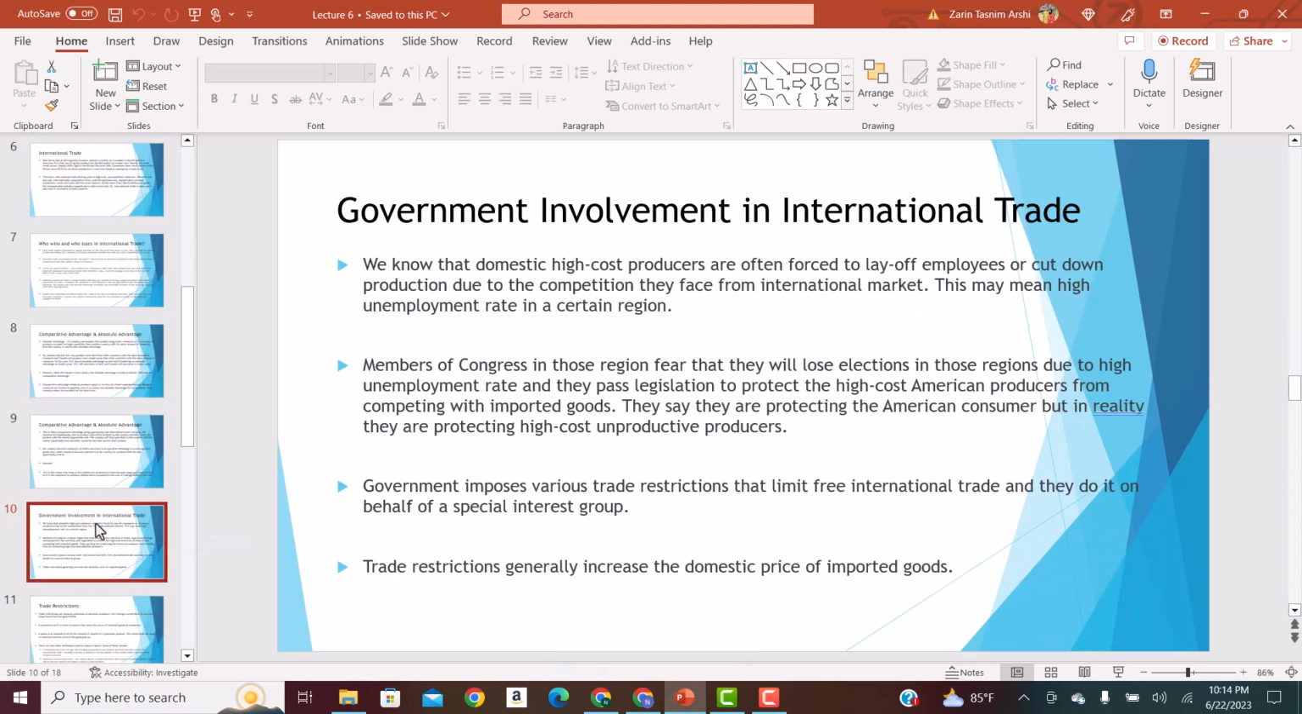So moving on, as we said, in a free international trade market, you would want the government to have very little interference or involvement. But in reality, we know the government is very much involved in international trade, right? We also know that because of international trade, domestic high cost producers, or the producers in the inefficient industries, are forced to lay off workers and cut down production, right? This may mean a high unemployment rate in a certain area.